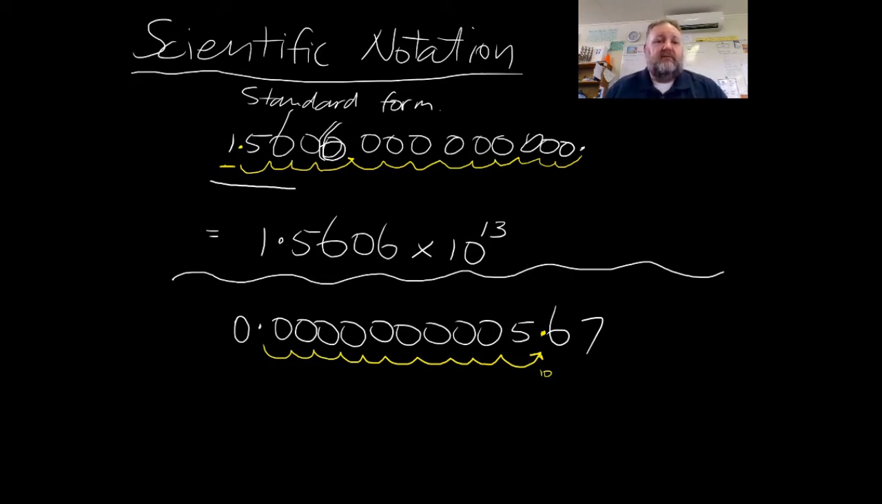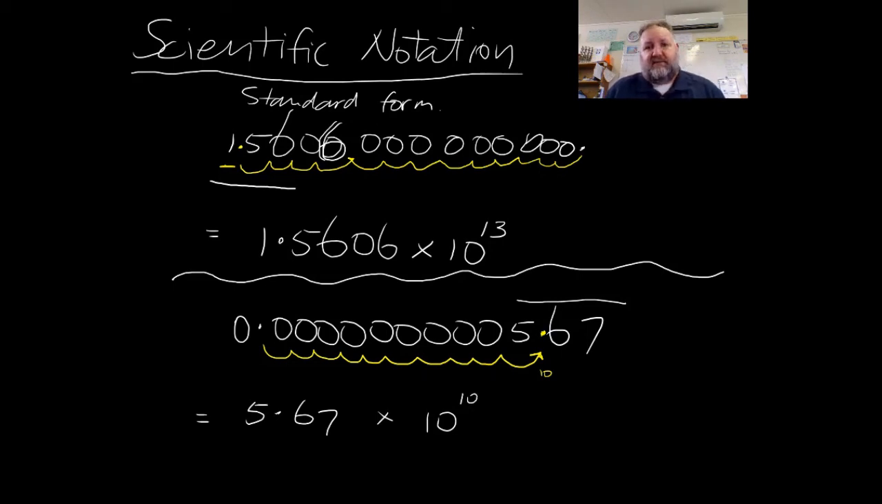I'm now going to rewrite my number, and I'm going to write it based on where that decimal point is now. So it will be 5.67, because I have 3 significant figures. I have to have them all. I then multiply it by 10 and I write down how many jumps I made. It was 10 to the power of 10.